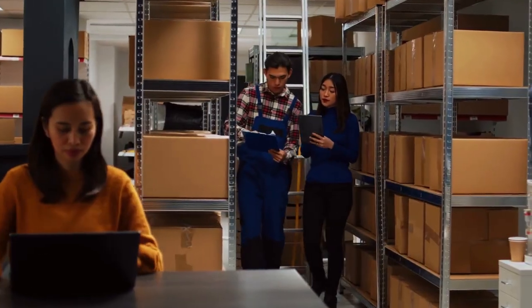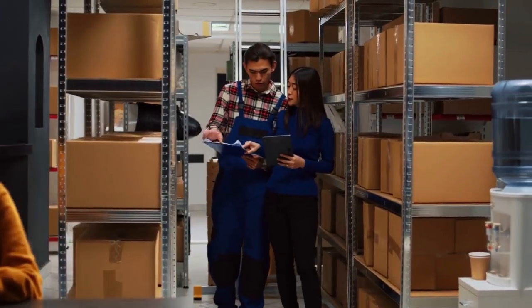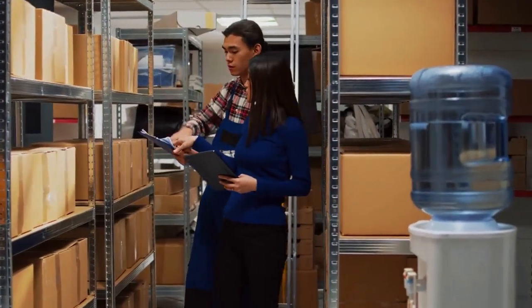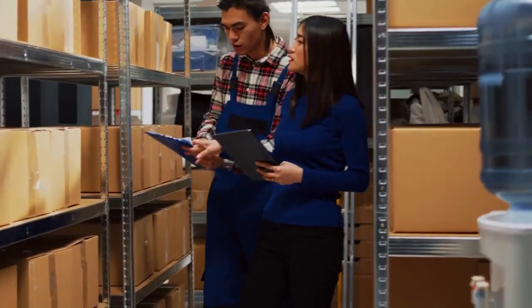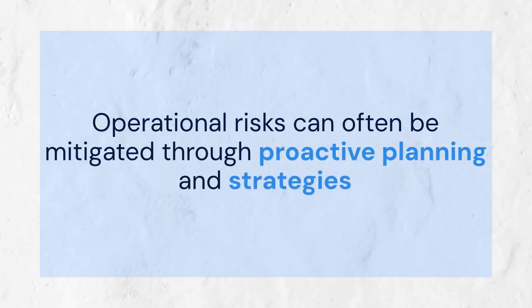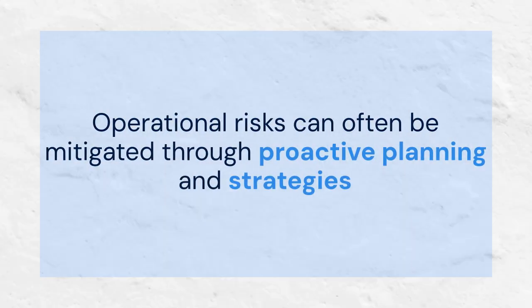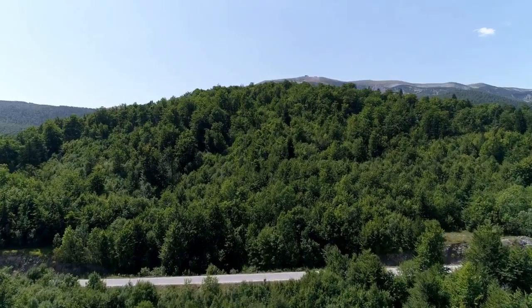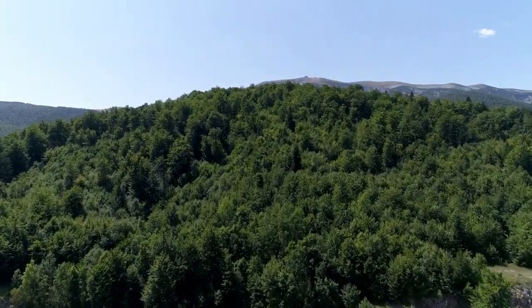Labor strikes and social unrest are also factors, and companies often need to engage in strong labor relations and community outreach to mitigate these risks. Mitigation strategies. Operational risks can often be mitigated through proactive planning and strategies. 1. Supply chain diversification. Avoid relying on a single source for critical components.